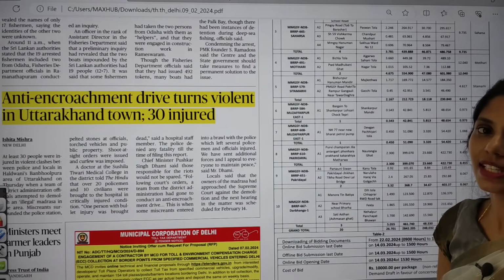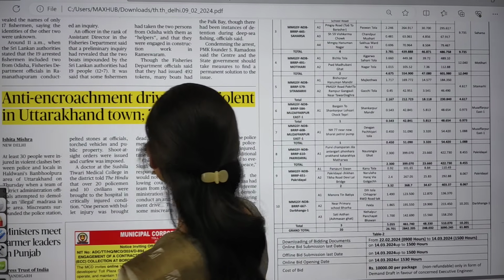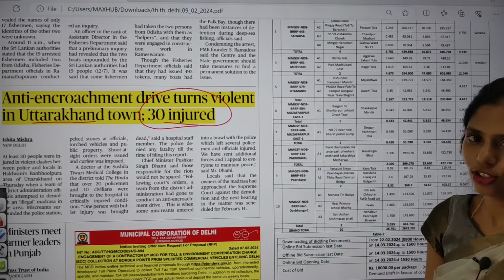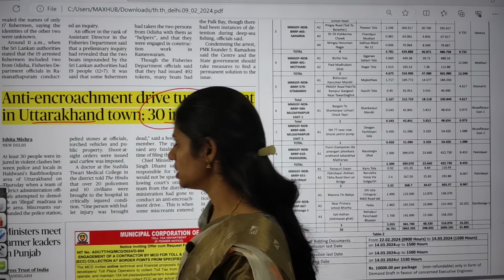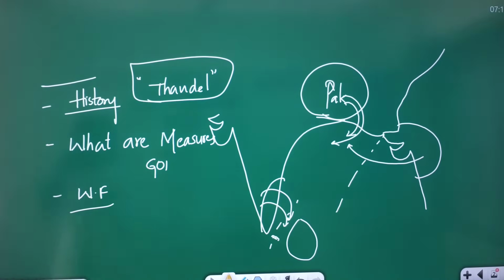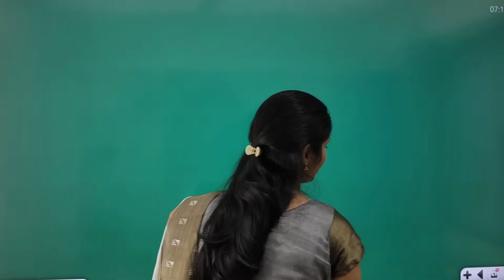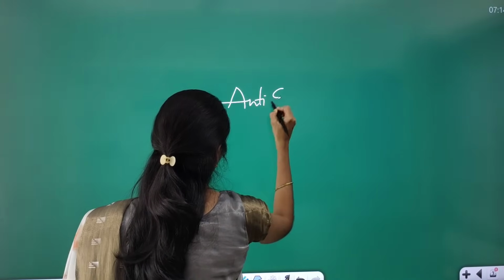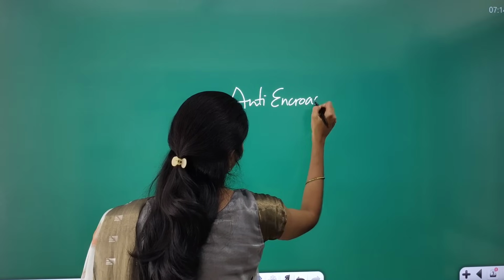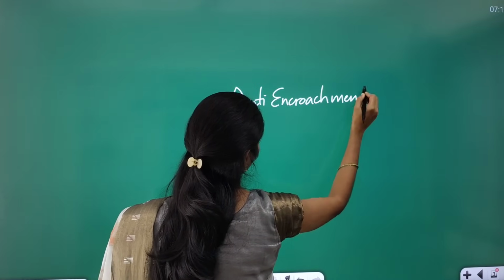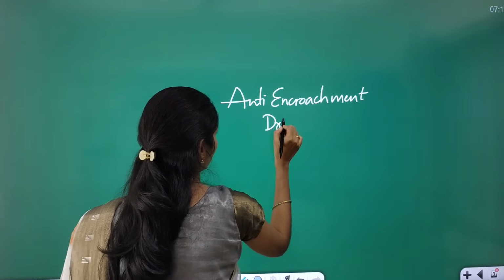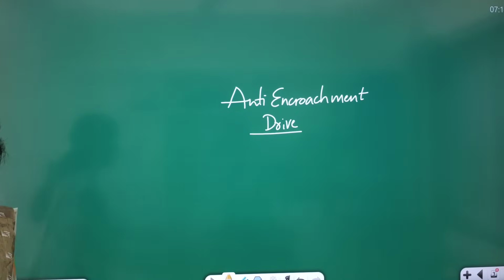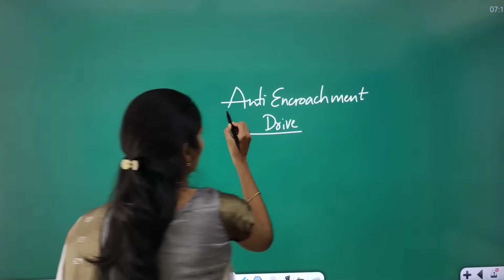Yeah, and the next topic is about the anti-encroachment drive that turned violent in an Uttarakhand town, and about 30 people got injured. This article is a very important topic. Let us see the dimensions. This article is talking about the anti-encroachment drive.